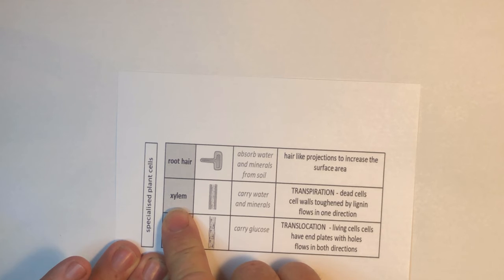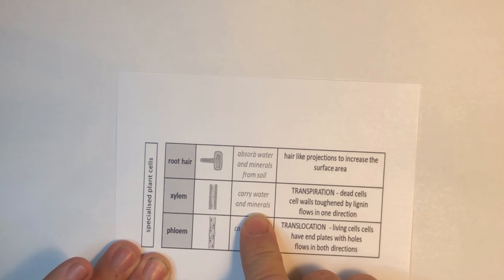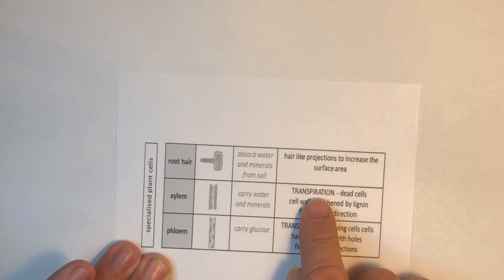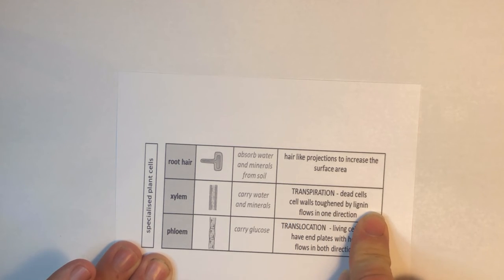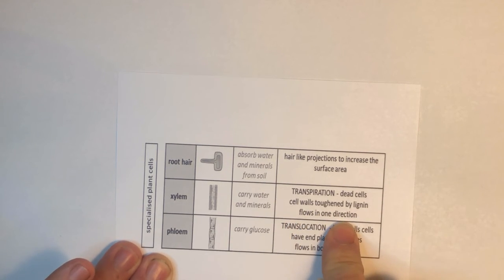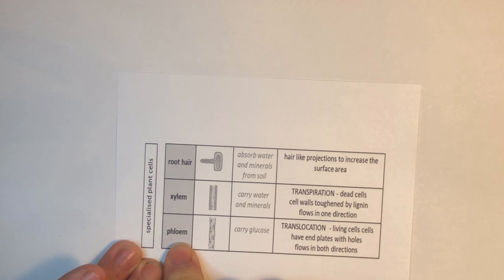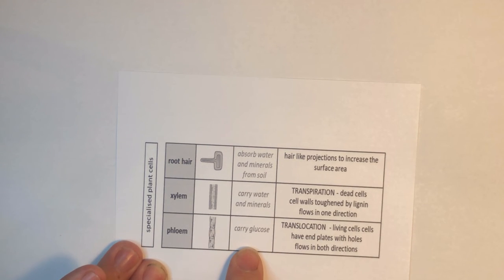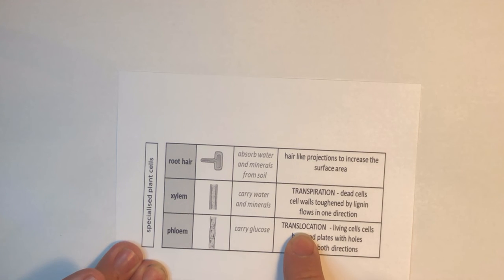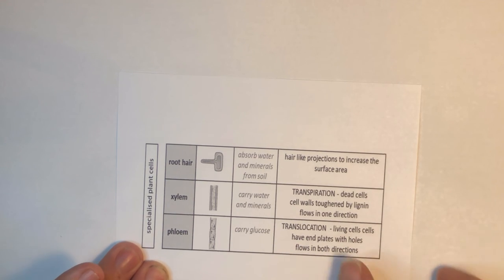Xylem is the exit one. Its role is to carry water and minerals, basically up from the soil, and this is called transpiration. And it's made up of dead cells, and the cell walls are toughened by a substance called lignin, and it flows in one direction. Phloem, the role of phloem is to carry glucose. This is called translocation. Living cells, and the cells have end plates with holes, and it flows in both directions.